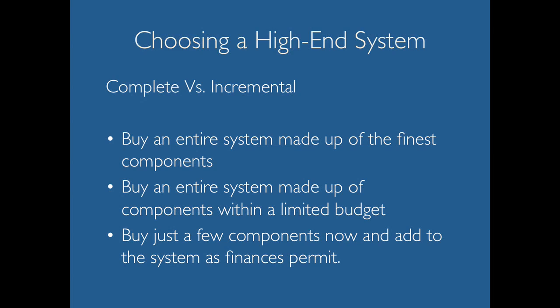The reality of it is often, you can't buy an entire system made up of the finest components. Buy an entire system made up of components with a limited budget, buy just a few components now, and add to the system as finances permit. And this really tends to be, I think, the most productive way to go about your system. Don't buy a lot of bad things.